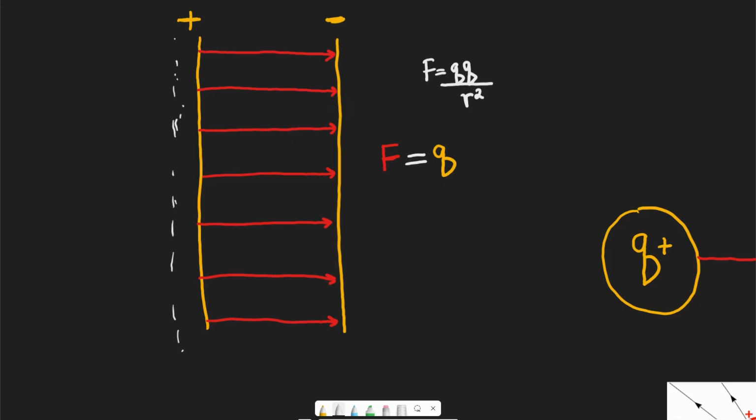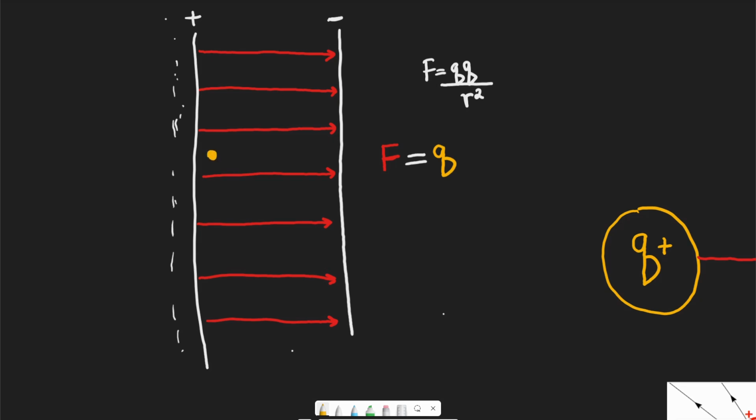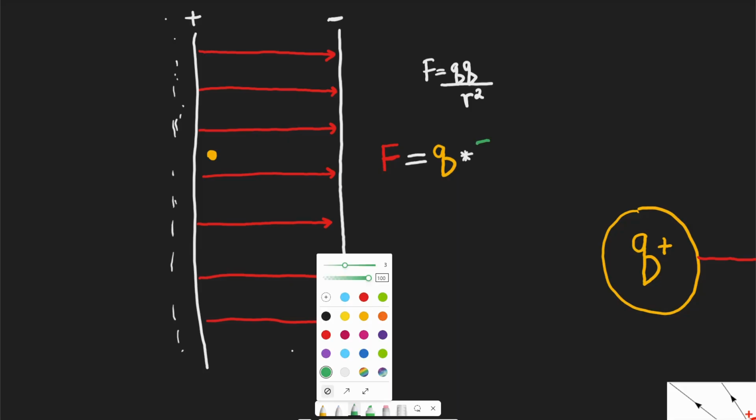So actually, since we're using orange, let me go ahead and switch some of these colors. And so again, Q is going to be the charge of the thing that we drop, whatever it is. Q times E. And E is going to be the strength of the electric field. And let's go ahead and talk about units for this. So of course, force is in newtons. Q, of course, is in coulombs. And so naturally, E is going to be in newtons per coulomb. So fairly straightforward. Again, E is the strength of the electric field.